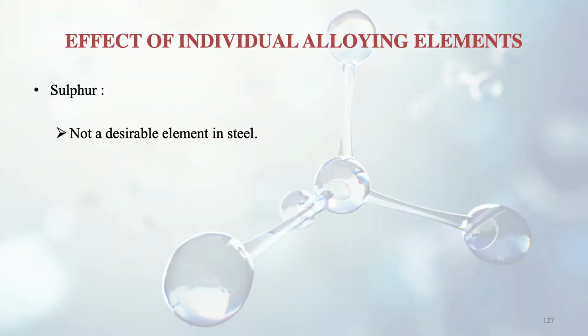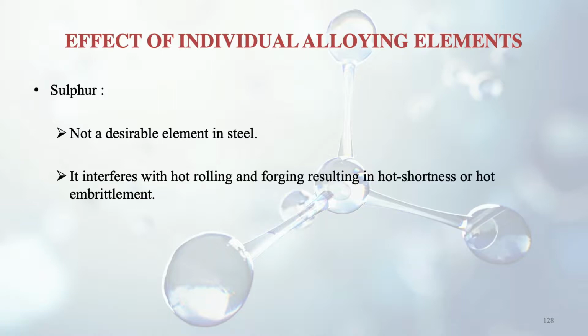So now we discuss in a little detail the effect of the individual alloying elements. We have discussed a little bit in the earlier portion of this session. Now we discuss in detail. So sulfur, first of all, what does it do? It is not a desirable element in steel because it interferes with hot rolling and forging also. Thus it results in hot shortness or hot embrittlement. Meaning if the temperature is high and going higher and higher, then it may lead to a tendency of brittleness. That is what is meant by hot shortness.